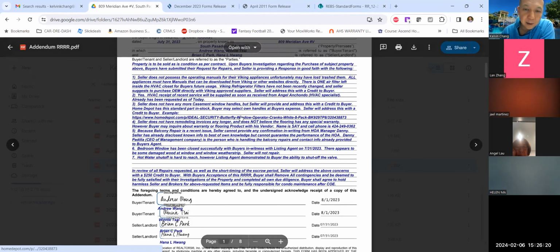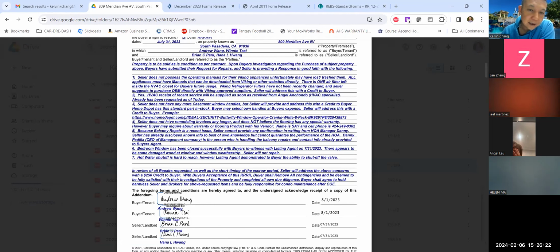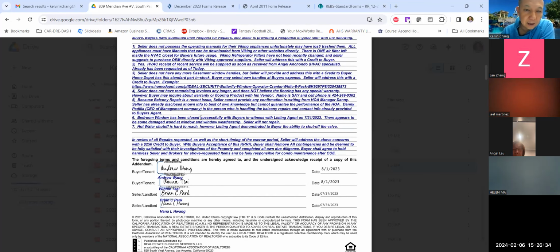So I gave them the butterfly windows that they wanted. Seller does not have remodeling invoices. Balcony repair is a recent issue. Seller cannot provide anything in writing. And I gave them the HOA manager to talk to regarding balcony repairs. Bedroom window has been closed. I showed them how to close it. They just thought it was some weather stripping issue. Seller would not repair this.